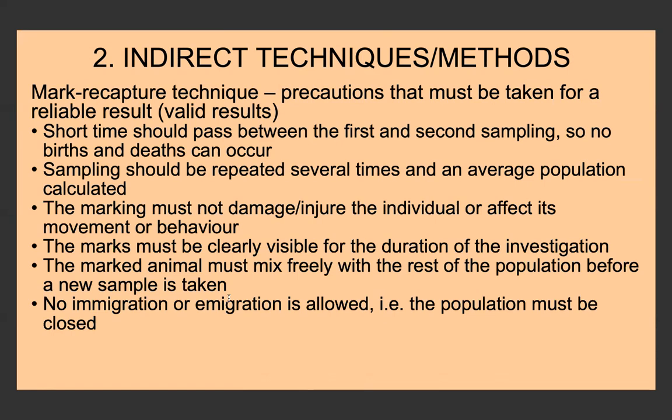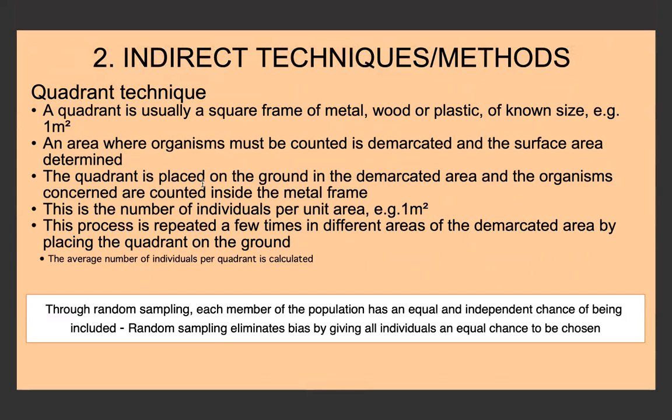The second technique is the quadrant technique. A quadrant is usually a square frame of metal or wood or plastic of a known specific size, usually 1 meter squared. The area where the organisms must be counted is demarcated and the surface area is determined. The quadrant is placed on the ground in the demarcated area, and the organisms concerned are counted inside the frame. This is the number of individuals per unit area, so for example, per 1 meter squared.